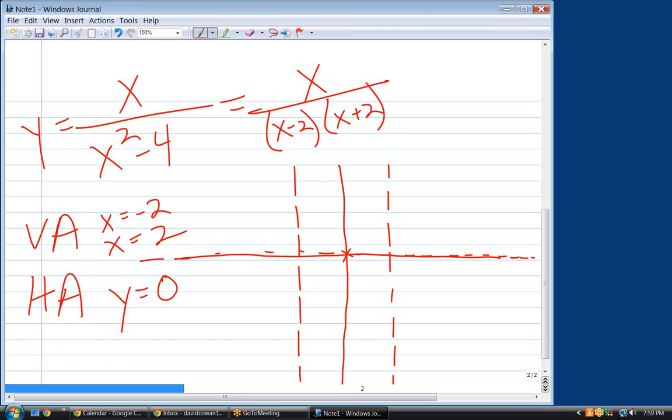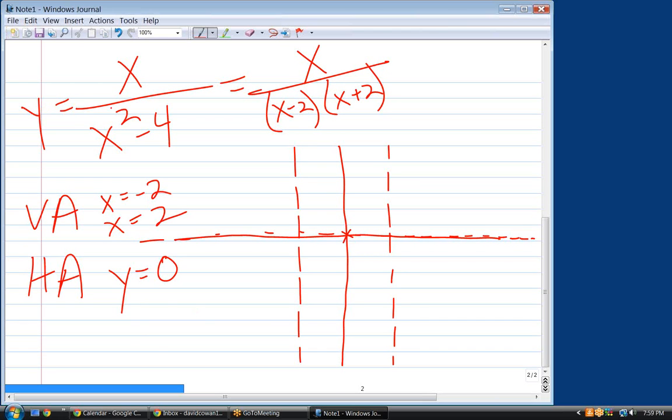What else did they want to know about this function? Besides vertical, horizontal asymptotes, x-intercept. Oh, they want x-intercepts. Yeah. The x-intercept is where y is equal to 0. Yeah, I'm not quite sure how to do that. Well, if I make y equal to 0 and try to solve the equation, y is only going to ever be 0 if my numerator is 0.